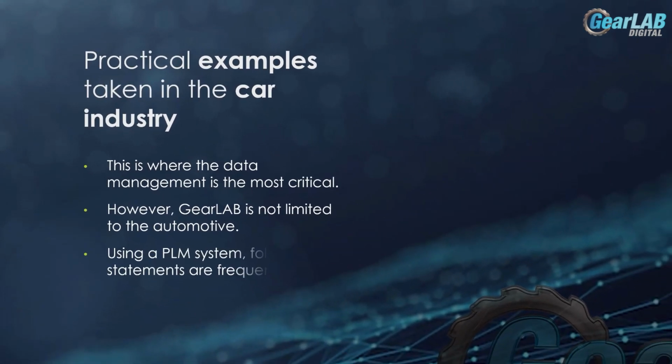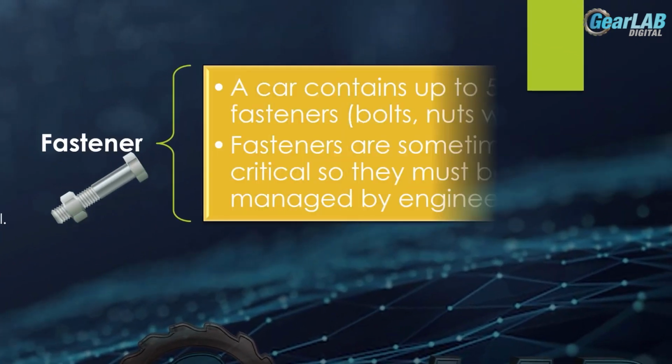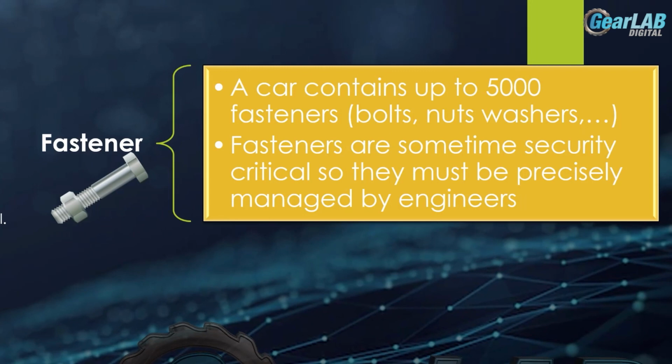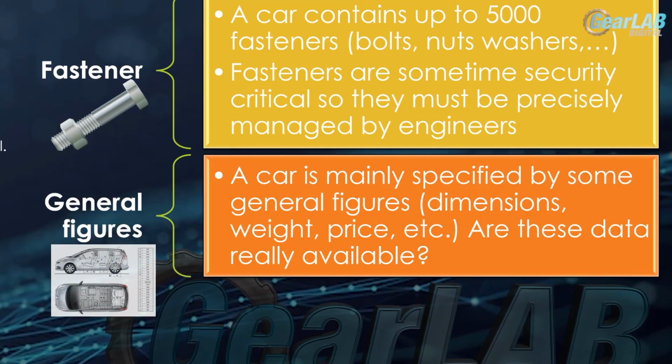Wherever you are using a PLM system, the following statements are frequently true. The first example is about fasteners. A car may contain up to 5,000 fasteners, like bolts, nuts, washers, etc. Fasteners are sometimes security critical and must be precisely managed by engineers. The second example is about general figures. A car is mainly specified by some general figures like dimensions, weight, price, etc. Do you think that these data are available in the data management systems? Be ready to be surprised.